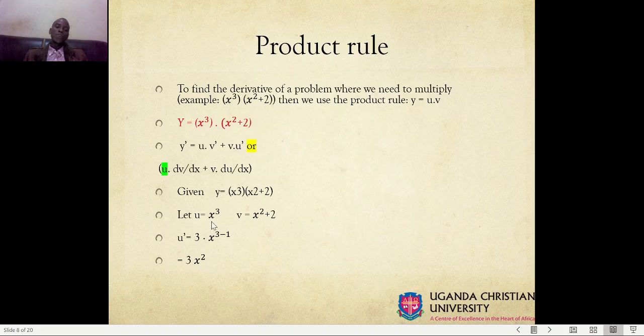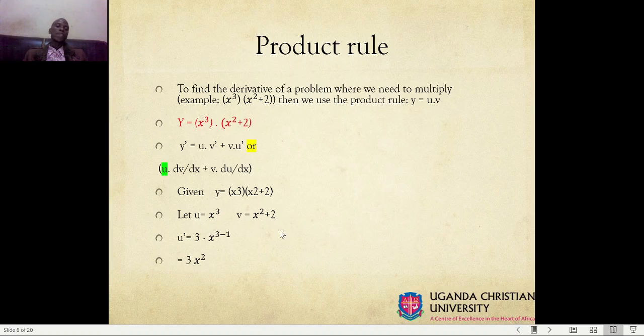Okay, so let u be x cubed and let v be x squared plus 2. Based on our formula, we will need to get the derivative of u. Like I said, the derivative can be symbolized by the element with a hyphen, or dy/dx. It means derivative. So the derivative of x cubed, if you recall our power rule, will be 3 times x to the power 3 minus 1. So our answer will be 3x squared.